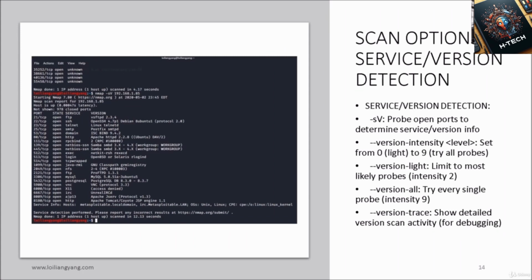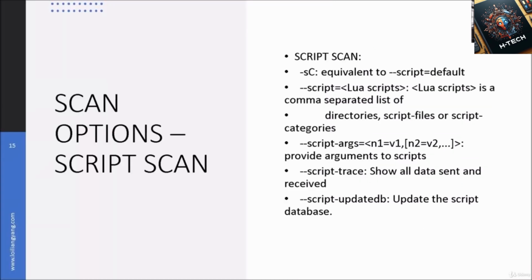And of course, we also have the version intensity. How intense are we going to try to be in finding out the version number inside each of those services? On the right side, we can also increase the verbosity or show the detailed version scan activity. So we can see exactly what kind of information is being sent from Nmap all the way into the particular target machine, and we can find out more from there.